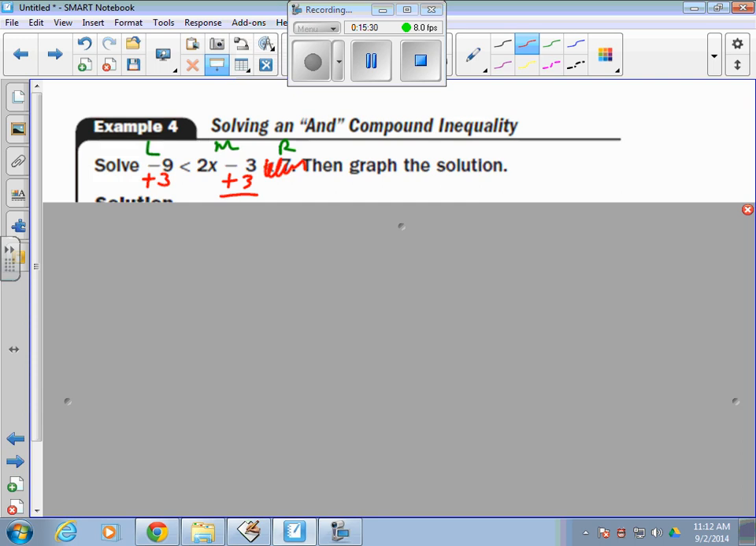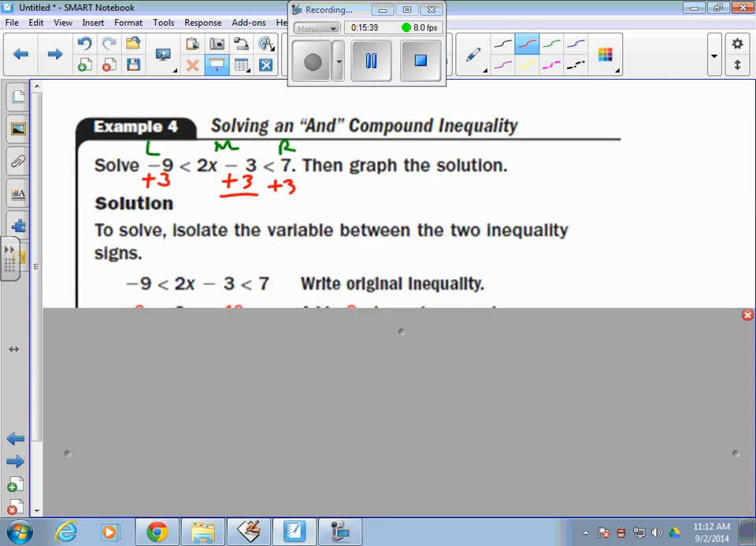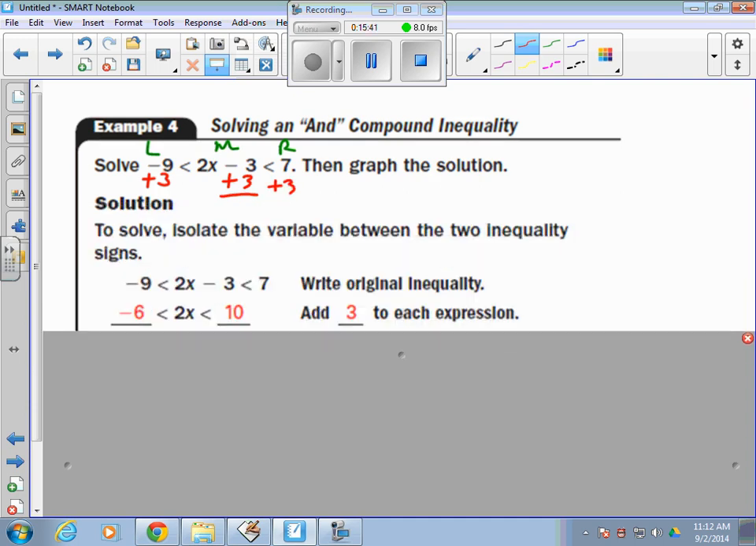But this is where it becomes different. Because since there is that right-hand side, whatever you did to that left side and that middle, you have to add 3 to this side as well. So when you do that, you get negative 6 is less than, this part cancels out and leaves you with 2x in the middle. And then 7 plus 3 is 10.